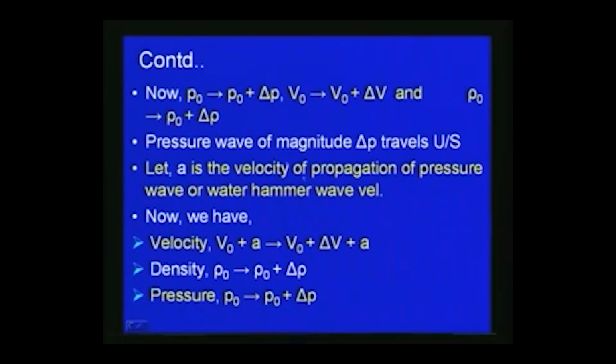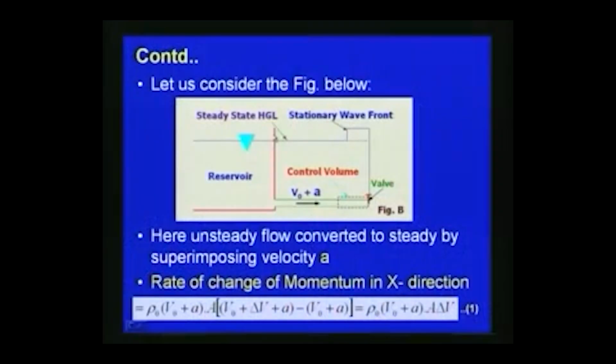It is a transient phenomenon, which means the wave goes and comes back. So, we transform it into a steady state phenomenon by adding this water hammer velocity to the velocity, as in this slide. If you consider the same system as we discussed, the velocity here is V0 plus A, and then the velocity changes here. The unsteady flow, as I mentioned, is converted to a steady state by superimposing the velocity A. That is what we have done.